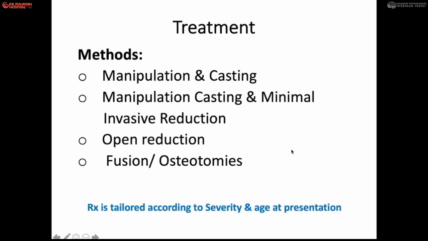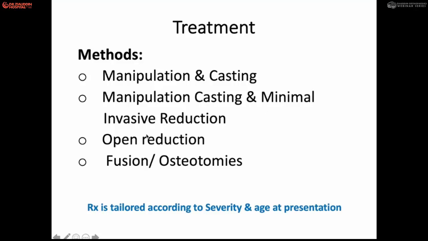Methods of the treatment are many. Initially, we can do the manipulation and casting from when we start, within 1 week or 2 weeks of age. But when the child is of higher age in months, then after manipulation and casting, minimal invasive surgery is usually required. And I will discuss how this minimal invasive surgery can reduce the deformity after manipulation and casting.